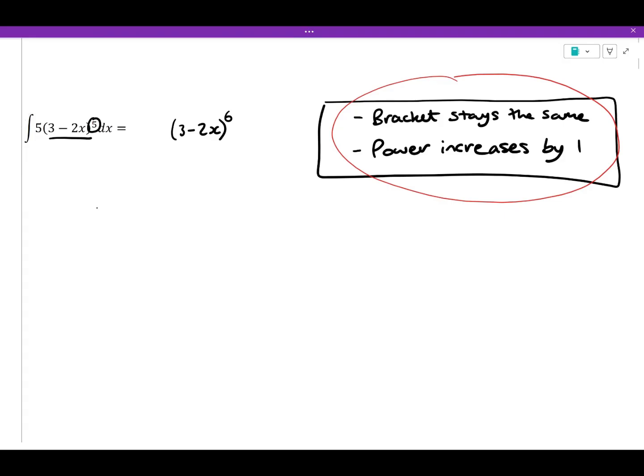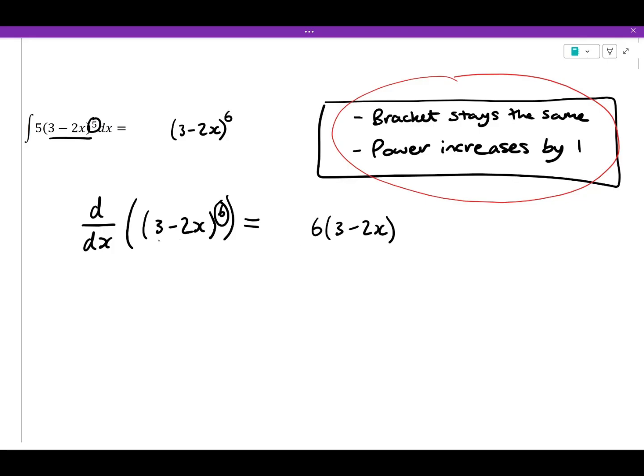So I need to do the derivative of 3 subtract 2x to the power of 6 using the chain rule of differentiation. So when I differentiate, my bracket stays the same. So we get 3 subtract 2x. I multiply by my power. Okay, so I'm going to put a 6 in front like that.